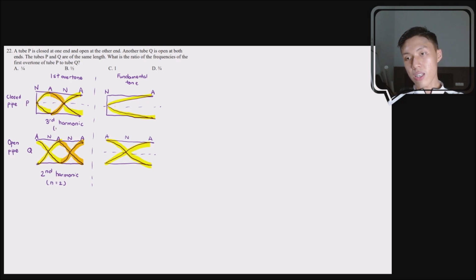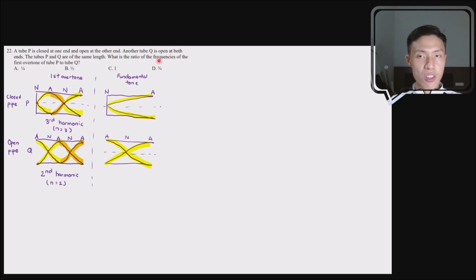This one is N equals 3. Okay, so this is how to differentiate between overtone and harmonics. You have to be able to differentiate them clearly. So let's now move back to the question and find the ratio of the frequencies of the first overtone of tube P to tube Q.